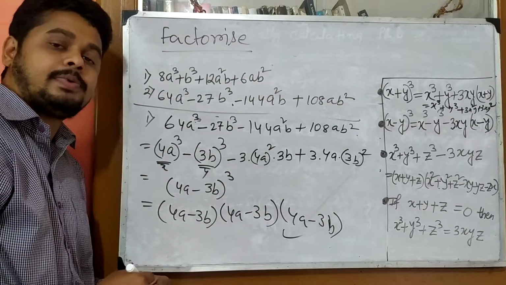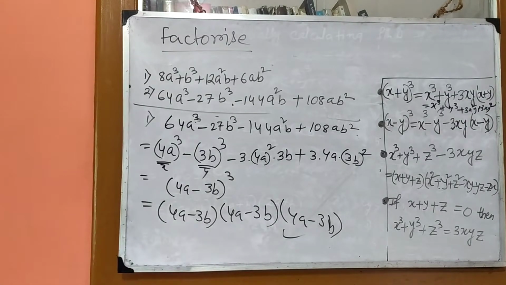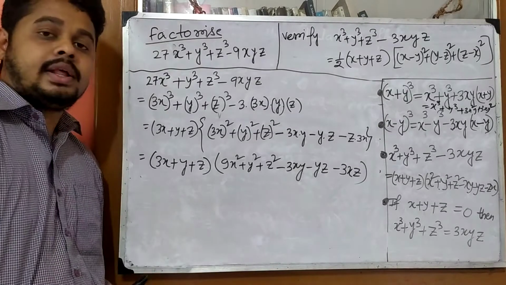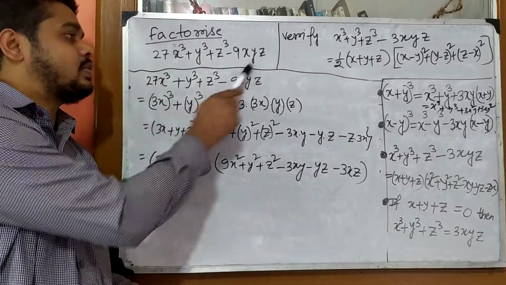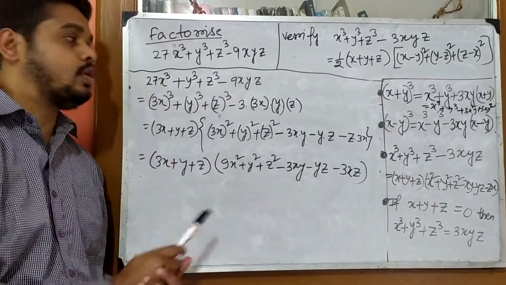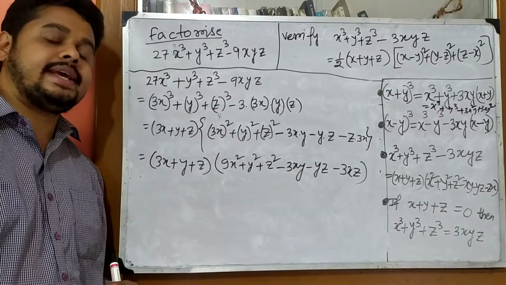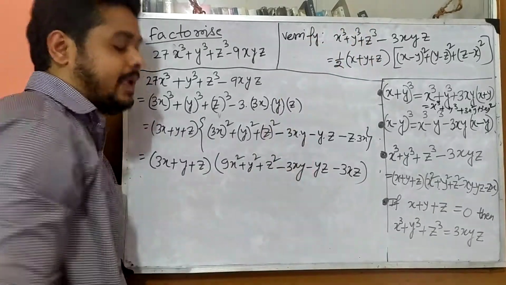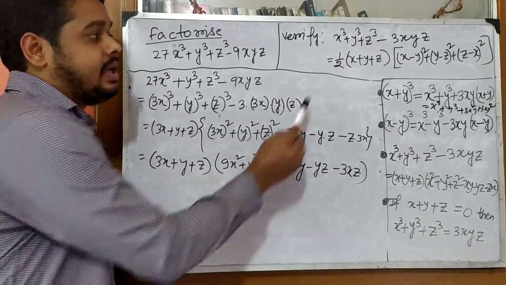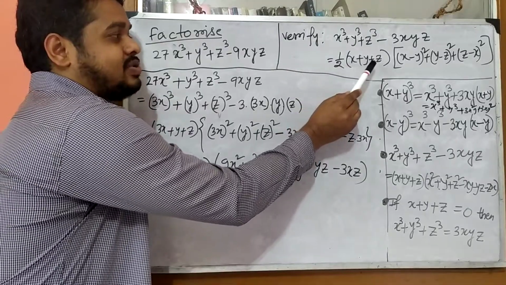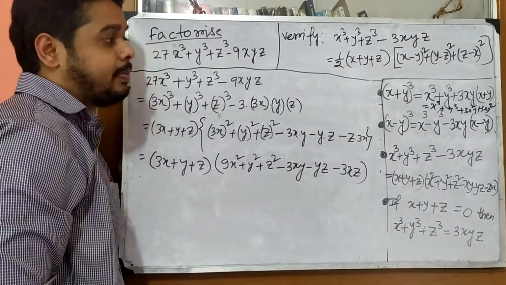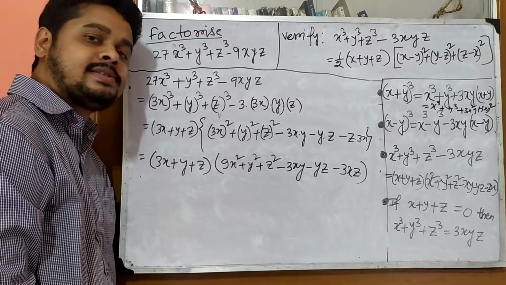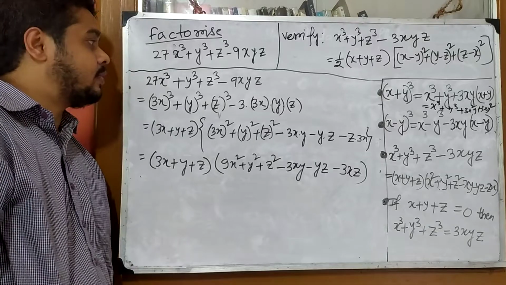Okay, wait for the next problem. Again I write here 2 problems. Factorize this one, 27x cube plus y cube plus z cube minus 9xyz. After that verify x cube plus y cube plus z cube minus 3xyz equals half of x plus y plus z into, in bracket, x minus y whole square plus y minus z whole square plus z minus x whole square. Let's start with this problem.